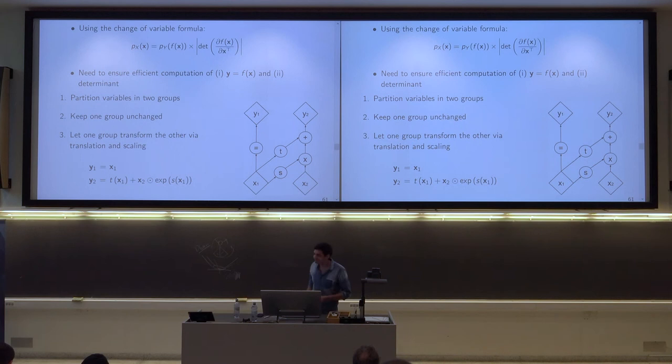So we keep the first group unchanged, and we update the second group with a function of the first group only. So there's going to be a mean, a term that moves, and a term that controls the scale. Okay? So that's the basic idea.